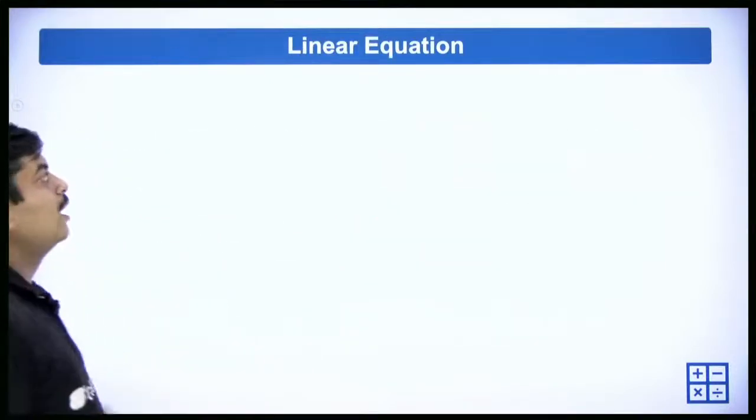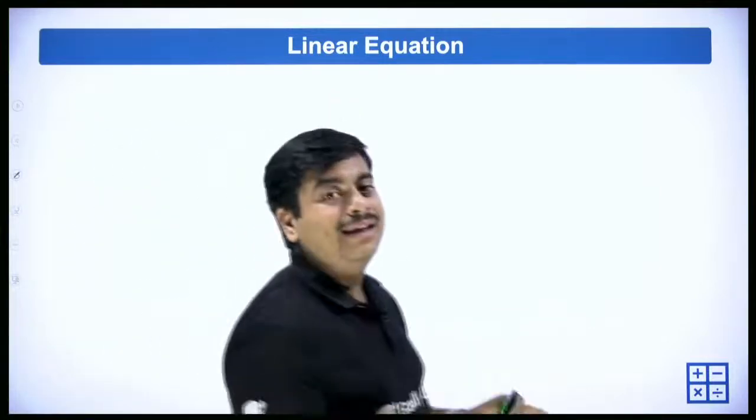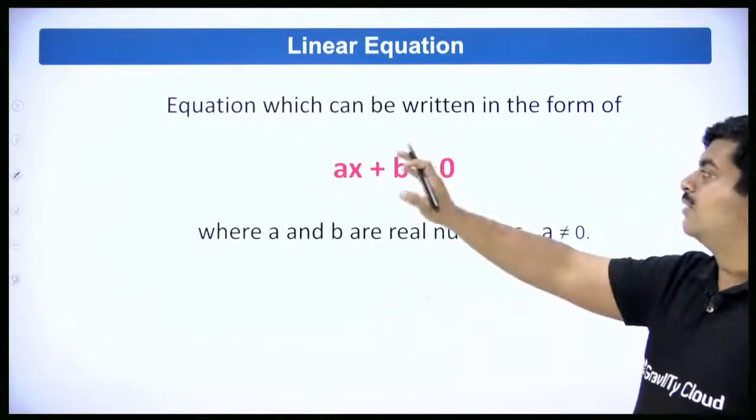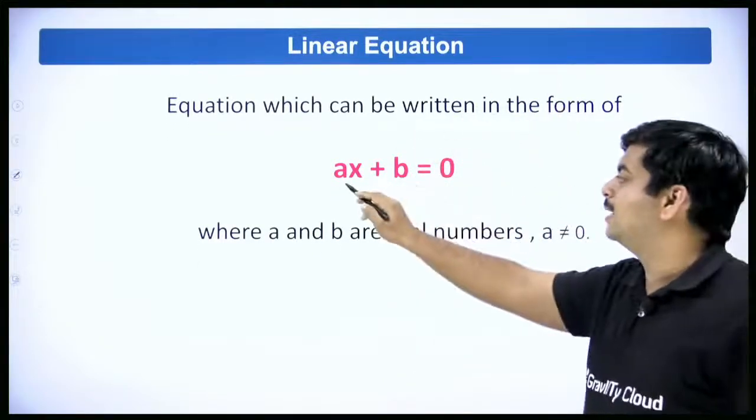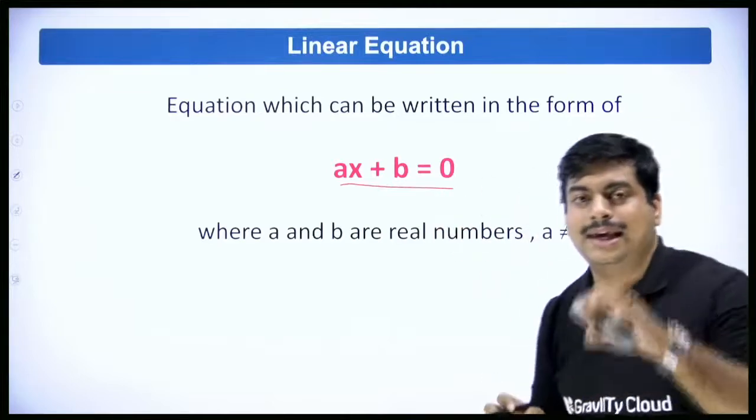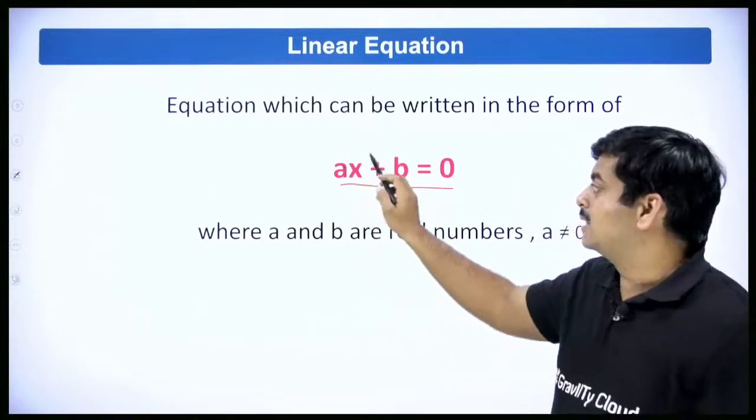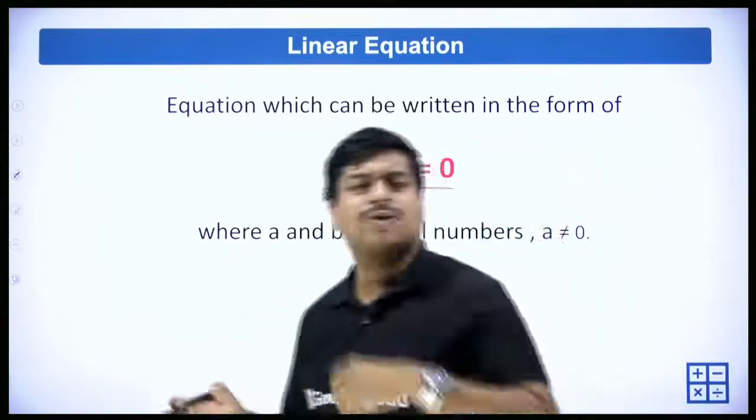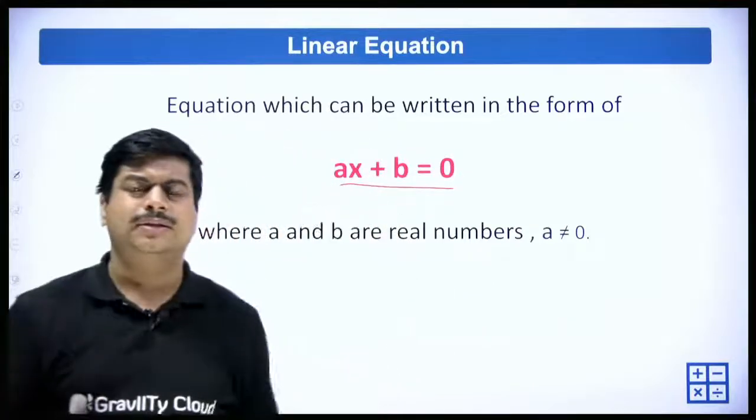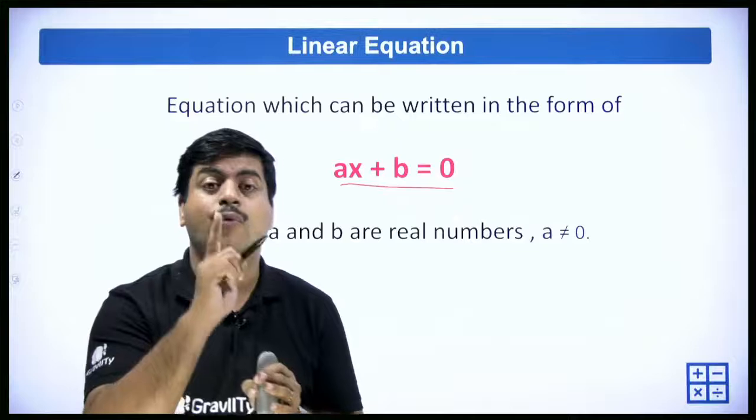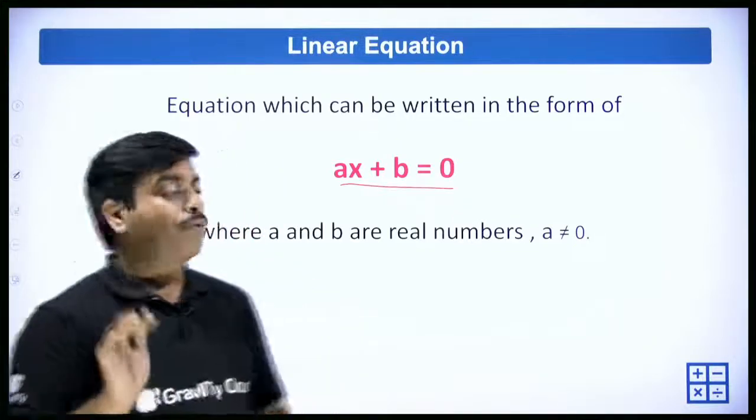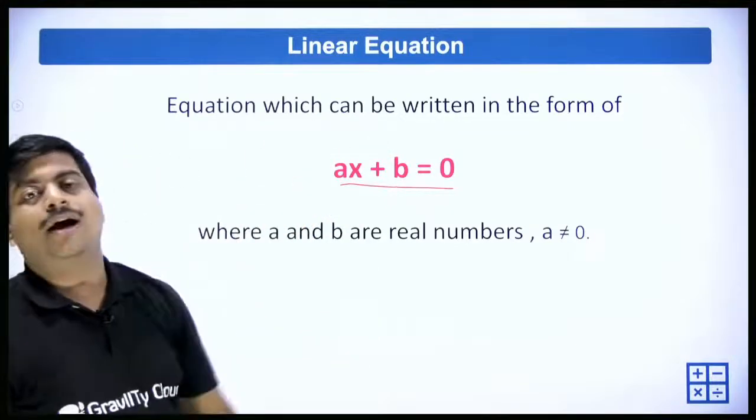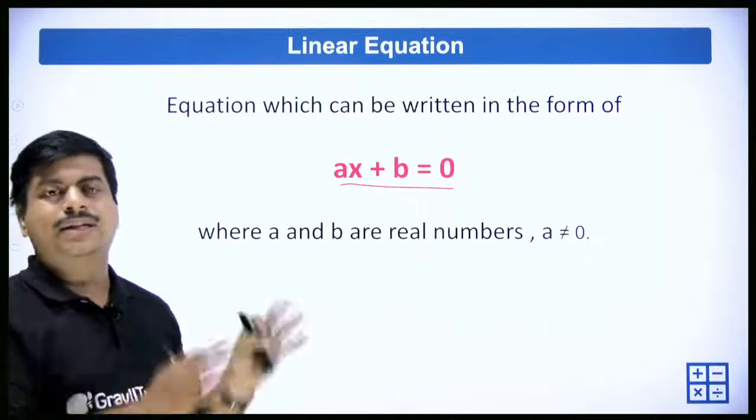Okay, so first of all, let us try to understand what is a linear equation. You can see here, an equation which can be written in the form of ax plus b equal to 0. In place of x you can have y, you can have z, whatever it is, that is not a matter. But we should have only one variable, and you may ask me, sir, what about a and b? A and b are not variables, they are fixed numbers, they are constants.